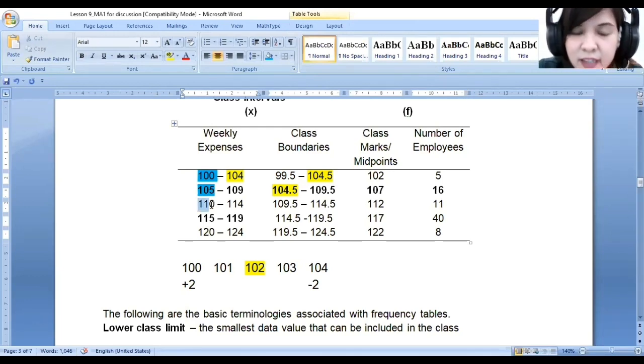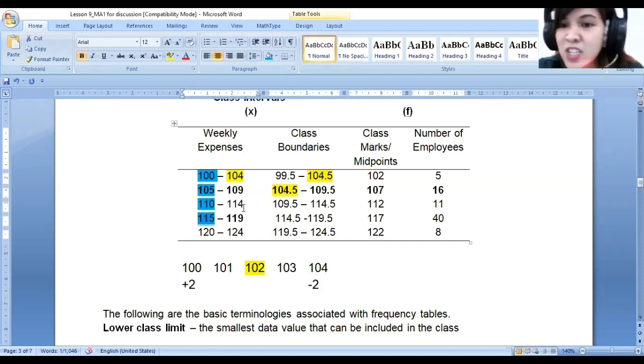O, kung wari, 105 saka 110. So, anong pagitan nila? 5 pa rin. O, 110 saka 115, 5 pa rin. So, pagitan pababa na magkasunod. Pwede rin siya yung upper limit. Example, 119 saka 124. O, anong pagitan nito? 5 pa rin. So, pagitan pababa, kaliwa, pagitan pababa, kanan ng class limit, yun yung class width.